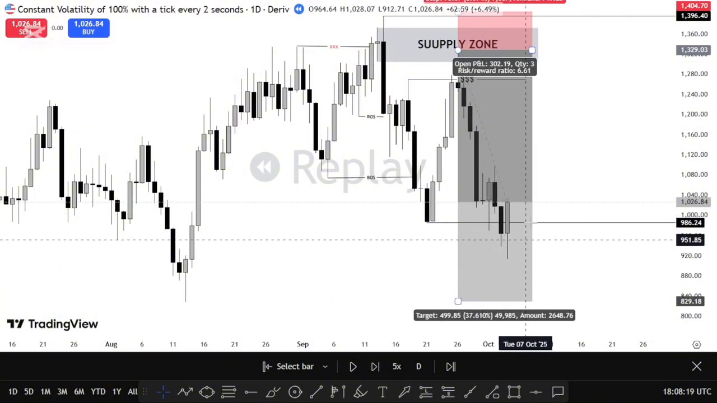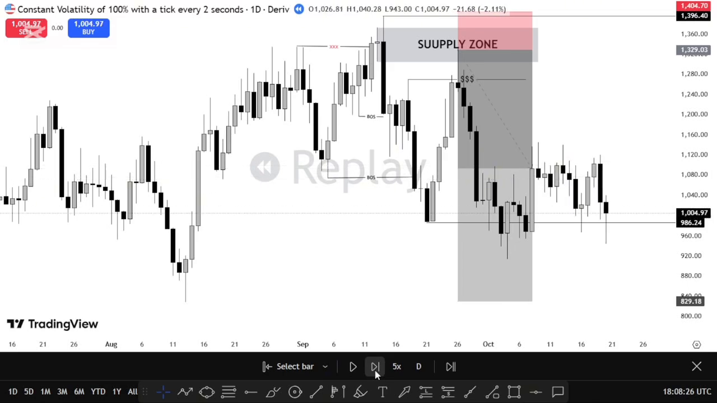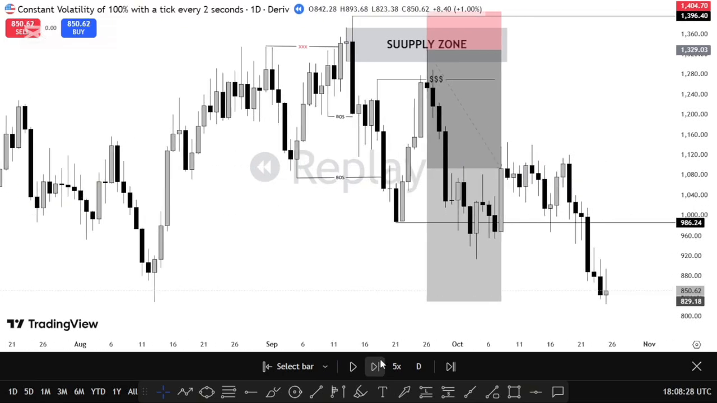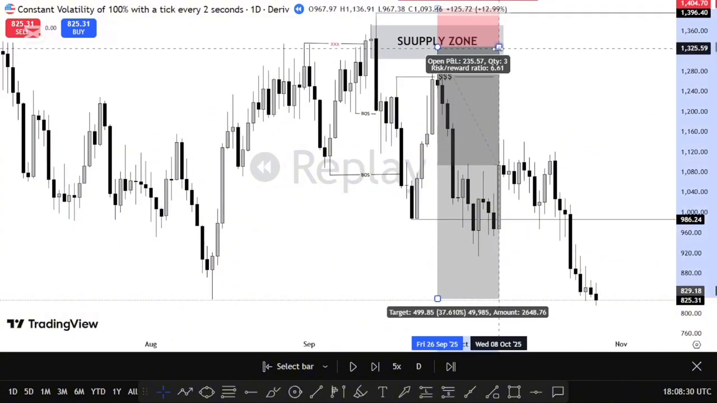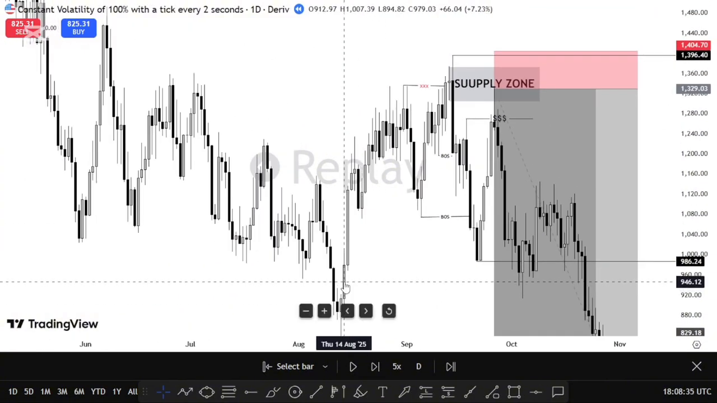So what happened? Our first target has been met. So now let's see if the second target is actually going to be achieved. All right, so our second target has also been achieved. So two TPs are actually being achieved on this particular single trade, which is actually very simple.